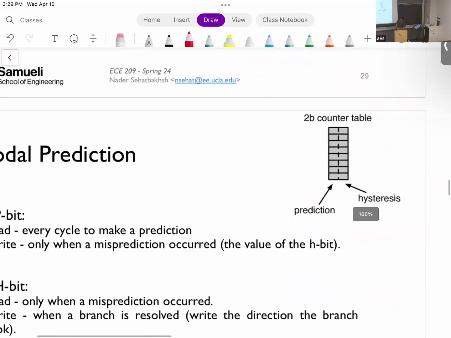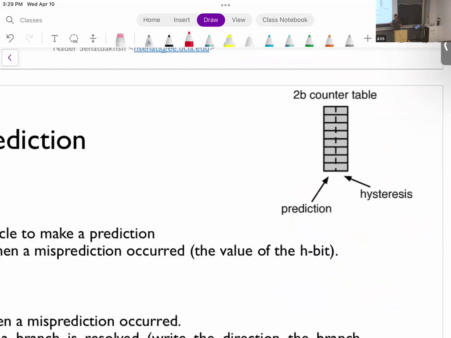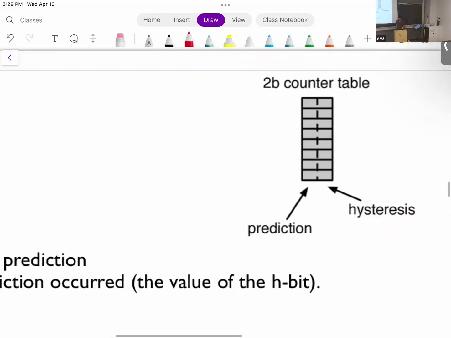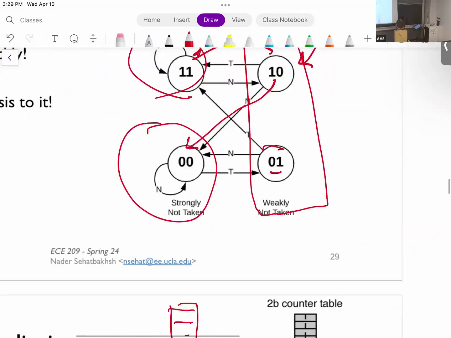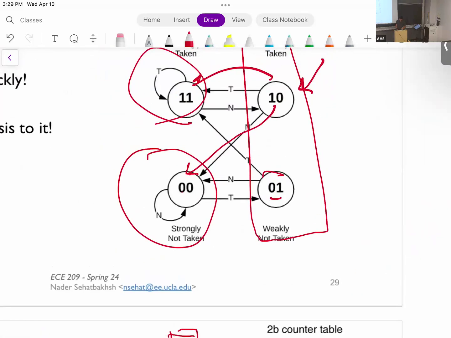So this is what we call a bimodal predictor. Think about it as essentially, instead of having a table of 1 bit, now we have a table of 2 bits, right? We usually call this the prediction bit and this the hysteresis bit, because this bit tells you whether this is taken or not taken. So if it's here, we're going to predict taken. If it's here, we're going to predict not taken.